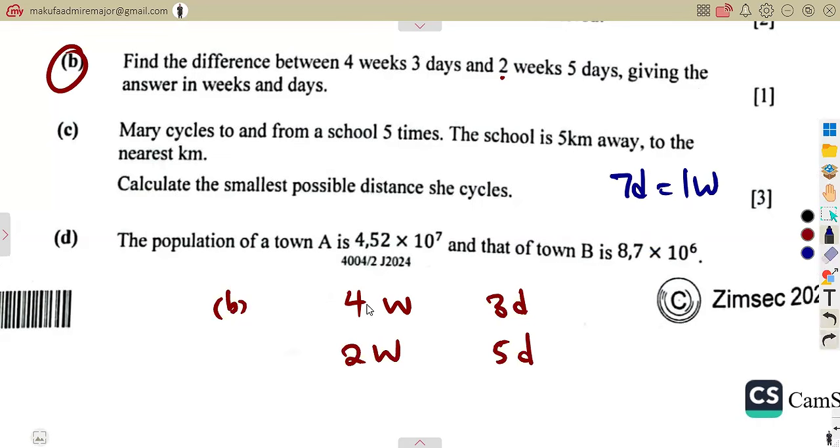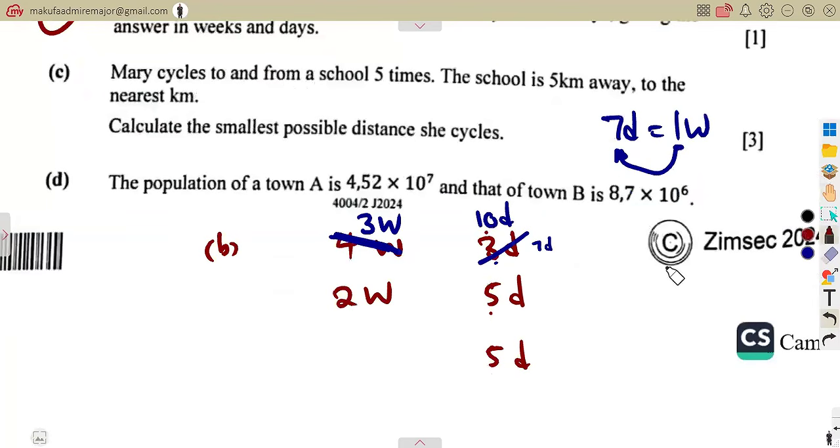So meaning to say, if I borrow a week, if I remove a week here, I'm remaining with 3 weeks. But the week that I have taken is equivalent to days, because this side, these are days. So this is 7 days. So you add the 7 here. That will be 10 days. So let's subtract 10 minus 5. Now it's possible. That will be 5 days.